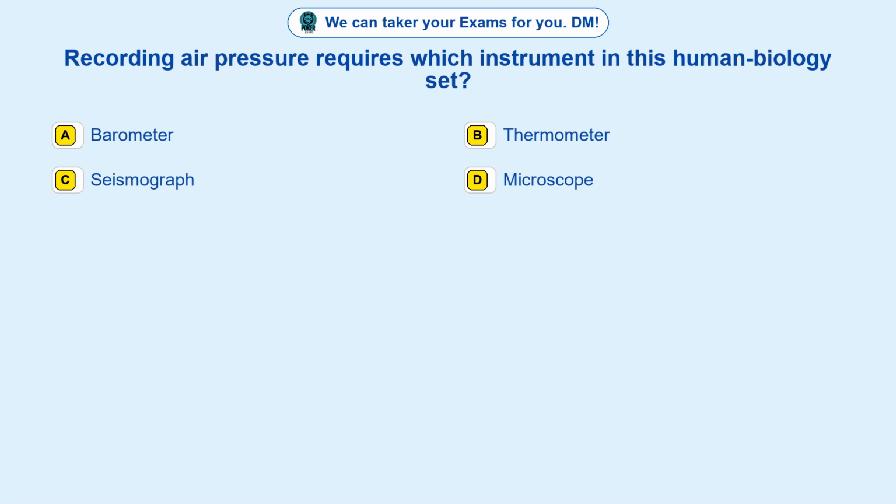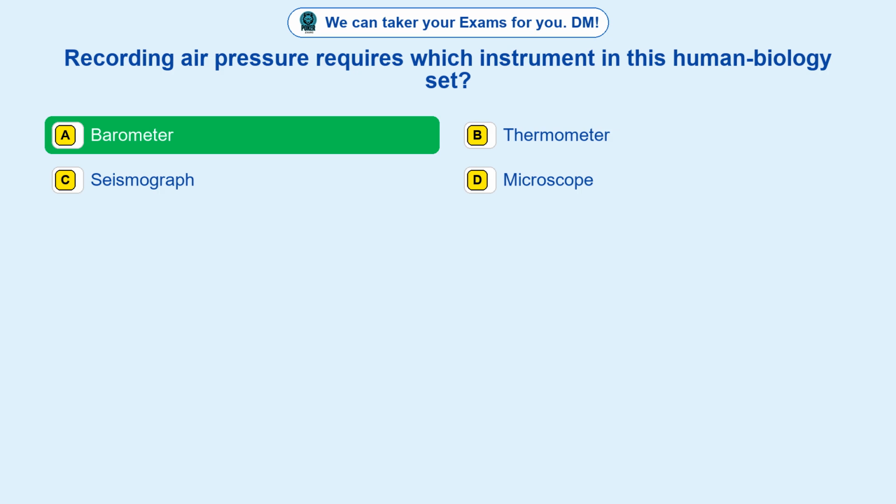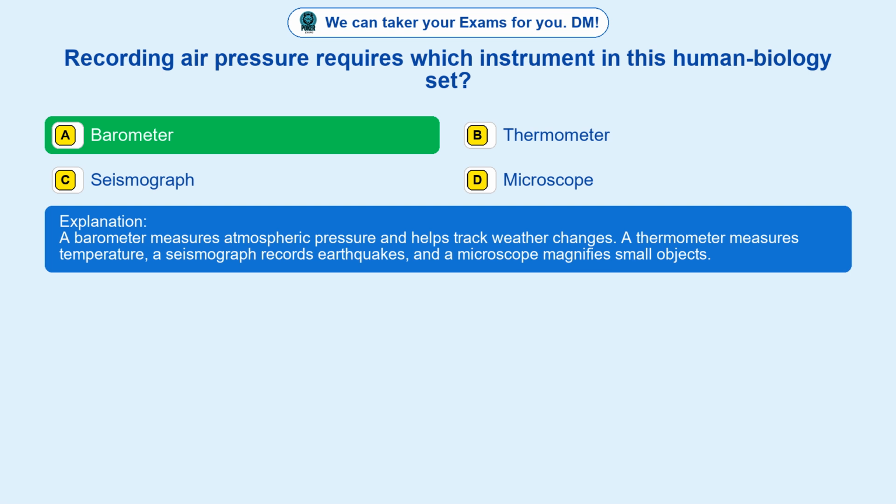Question 100. Recording air pressure requires which instrument in this human biology set? Option A, barometer. Option B, thermometer. Option C, seismograph. Option D, microscope. The correct answer is option A. Barometer. A barometer measures atmospheric pressure and helps track weather changes. A thermometer measures temperature, a seismograph records earthquakes, and a microscope magnifies small objects.